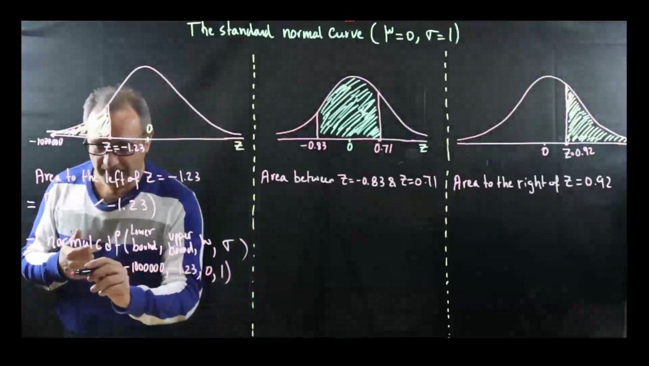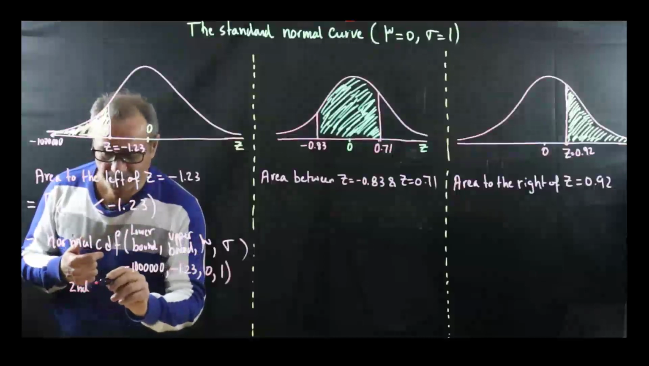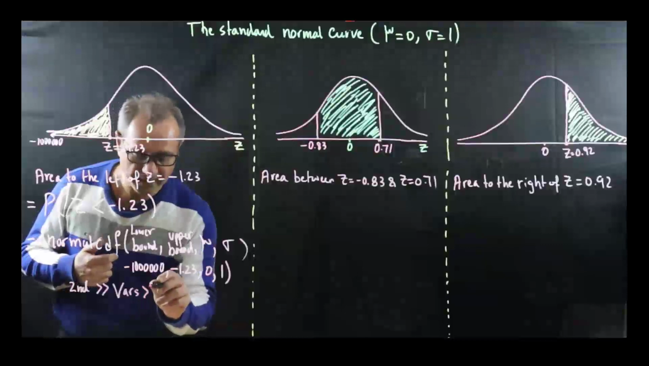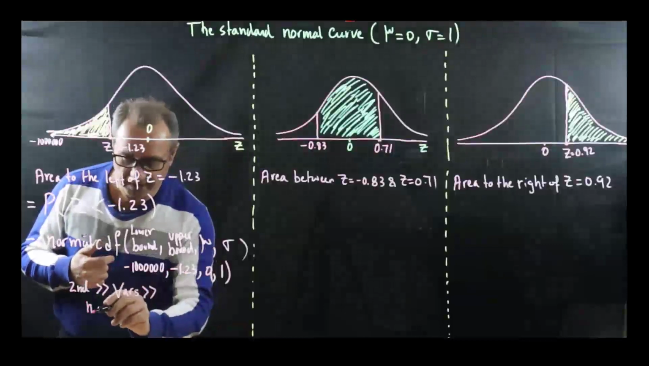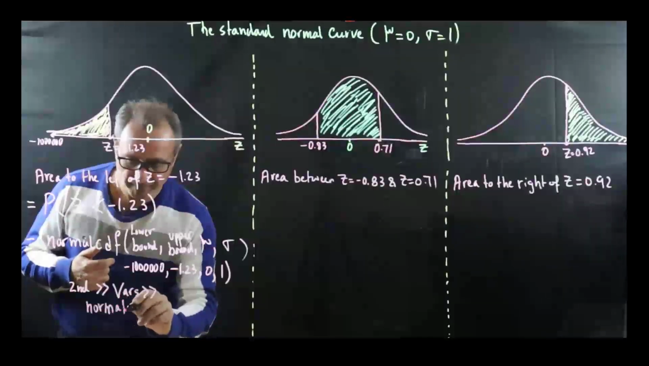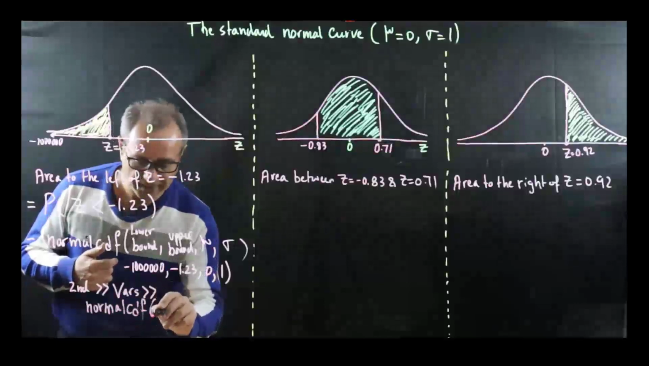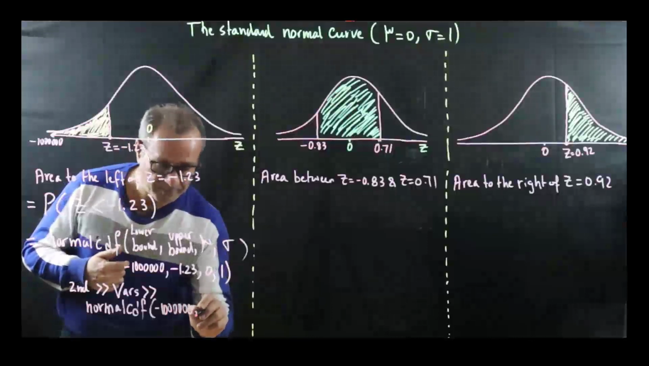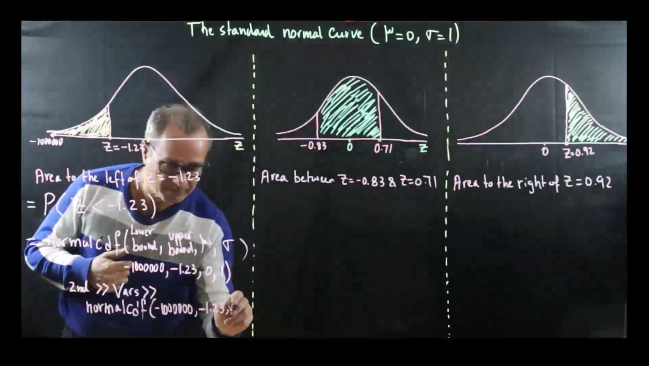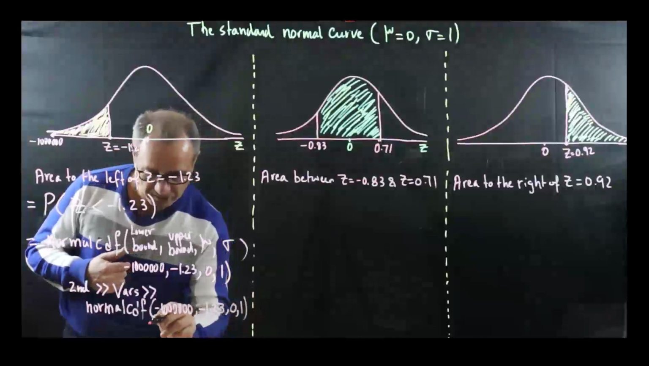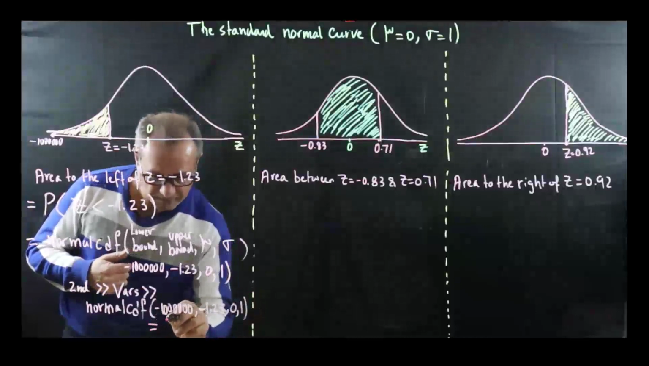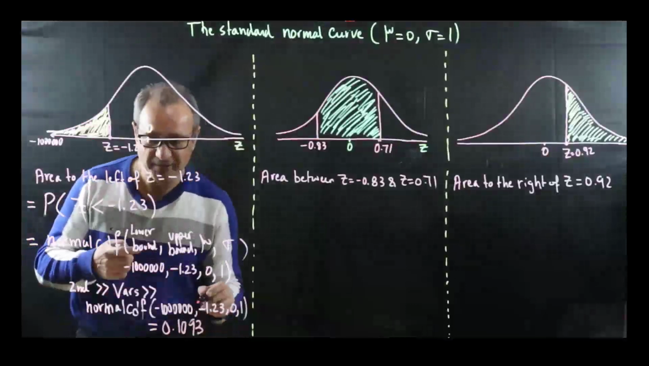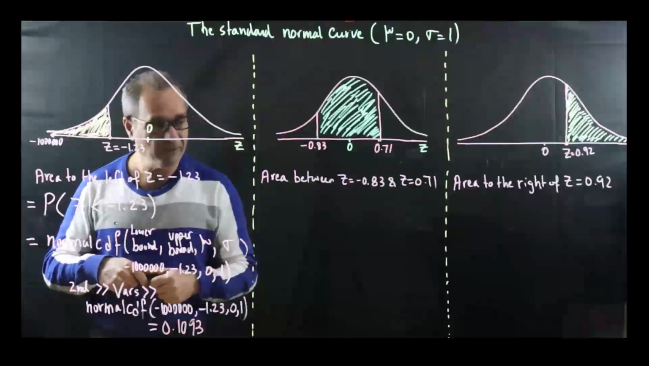If you go to your calculator, you can press the second key, then variables, then go to Normalcdf, and enter the following arguments: negative 1,000,000, negative 1.23, 0, 1, and you should get an answer of 0.1093. So this is how you calculate areas to the left.